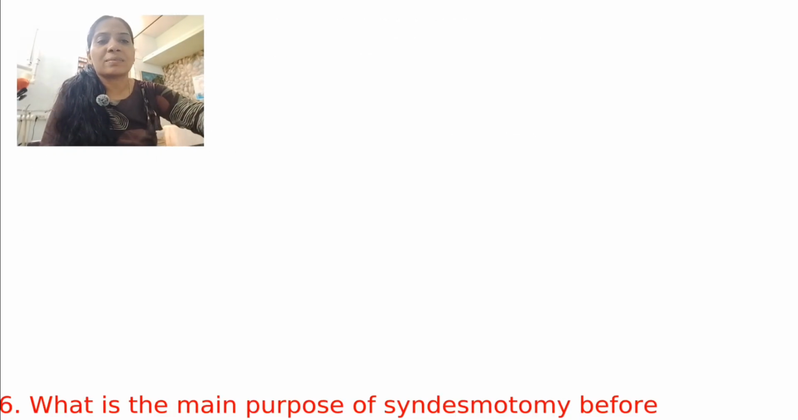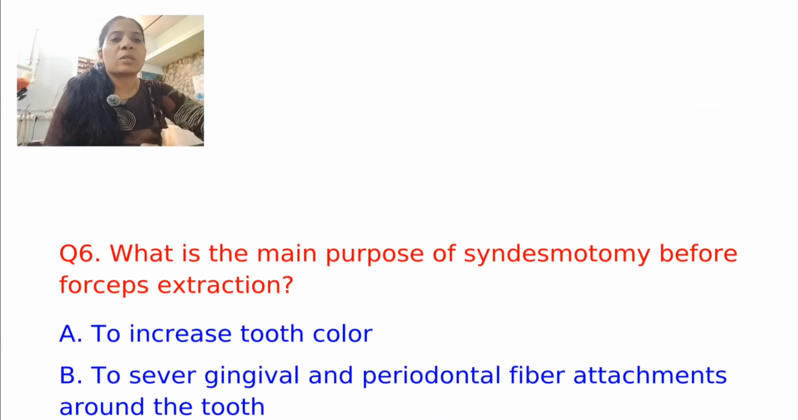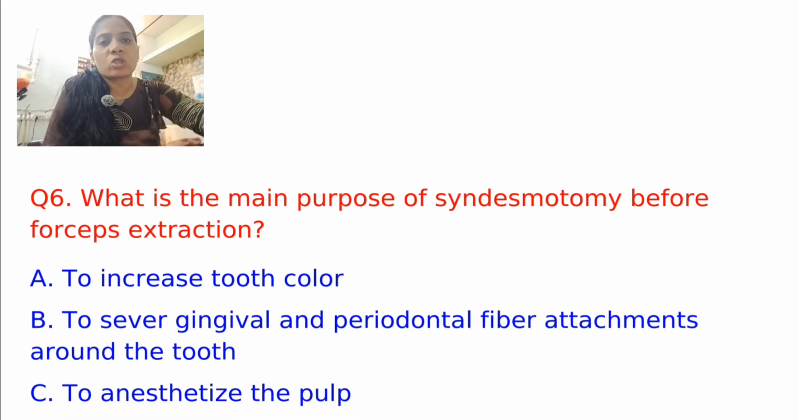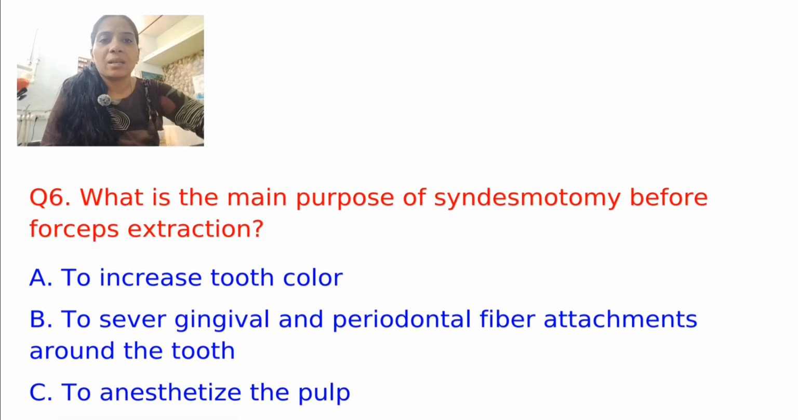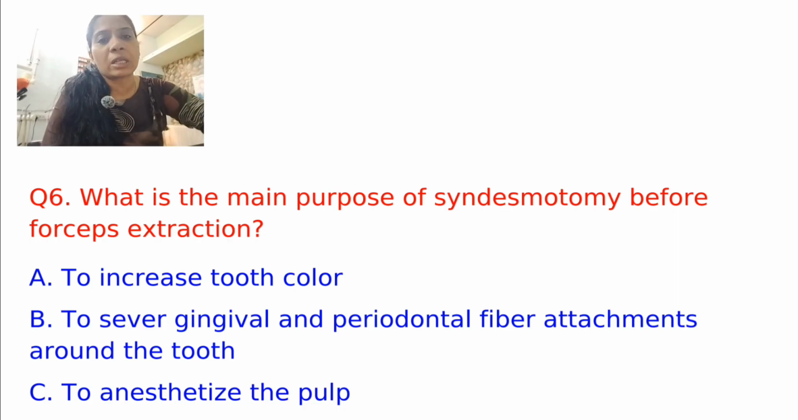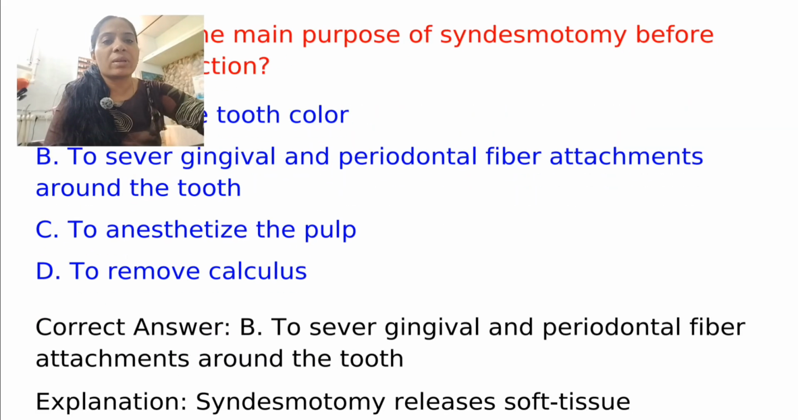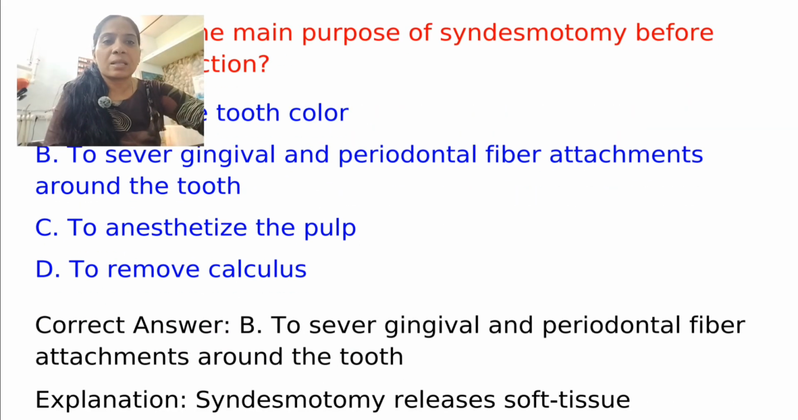Next question. Question 6. What is the main purpose of syndesmotomy before forceps extraction? Option A, to increase tooth color. Option B, to sever gingival and periodontal fiber attachments around the tooth. Option C, to anesthetize the pulp. Option D, to remove calculus. And the correct answer is to sever gingival and periodontal fiber attachments around the tooth.